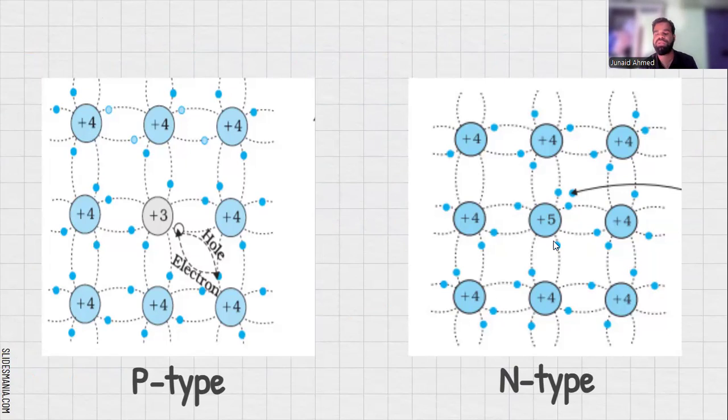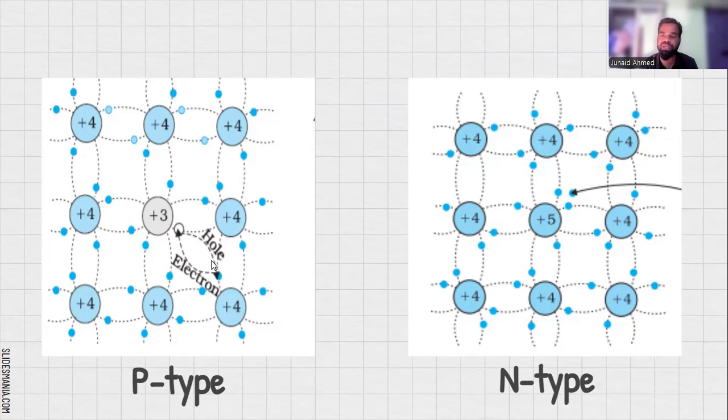If we are adding pentavalent impurity, meaning those elements having five electrons in the outermost orbit, mixed with the silicon material, four electrons make covalent bonds with the neighboring atoms, and one electron is left over here. And this electron is responsible for conduction of electricity.